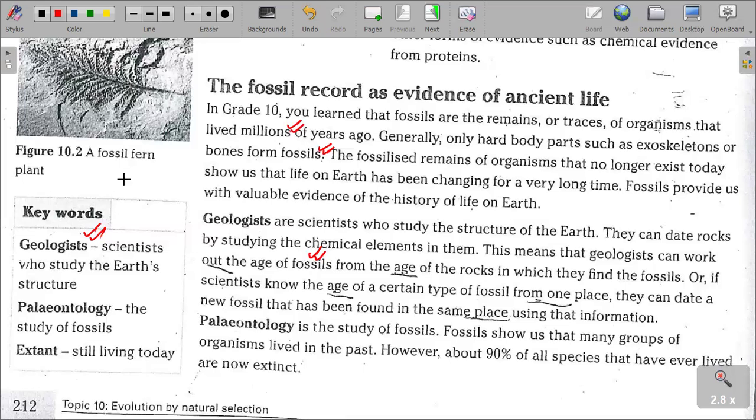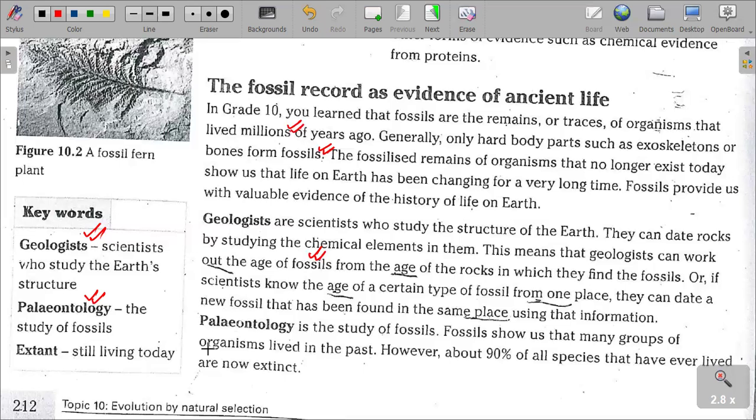So again, we have what is called paleontology, the study of fossils. Paleontology, which is the study of fossils, and the people who study that are called paleontologists. Paleontologists are the scientists who have specialized in the study of fossils. Paleontology is a discipline of study that focuses on what? On fossils.